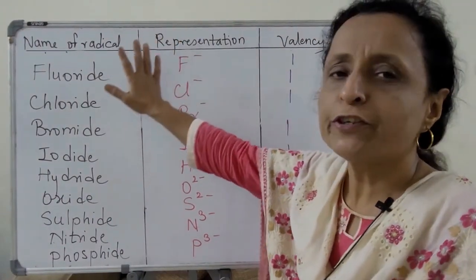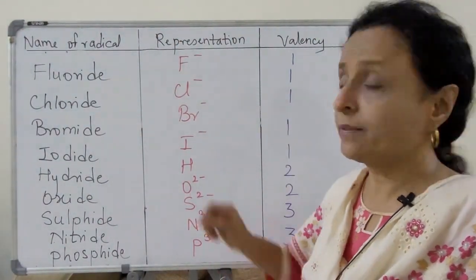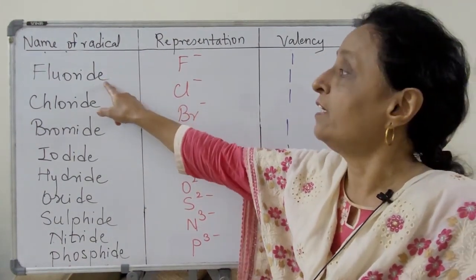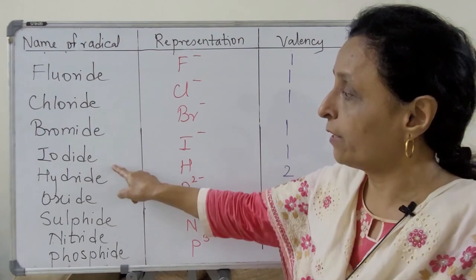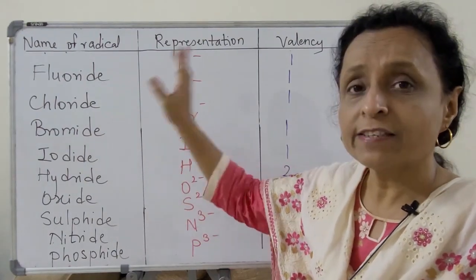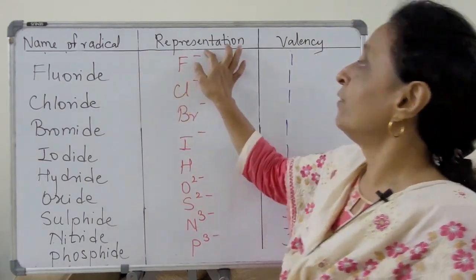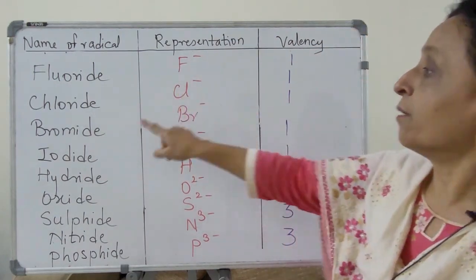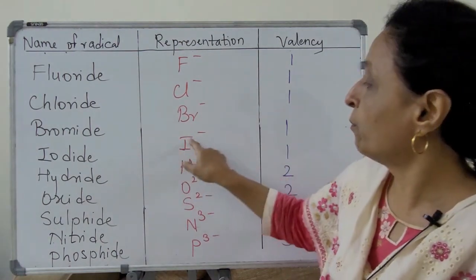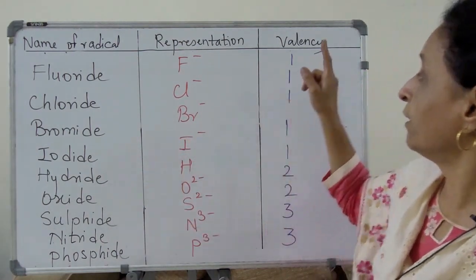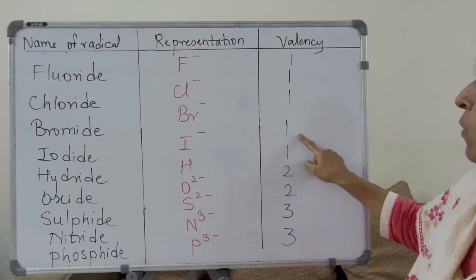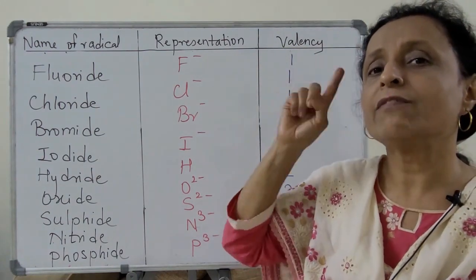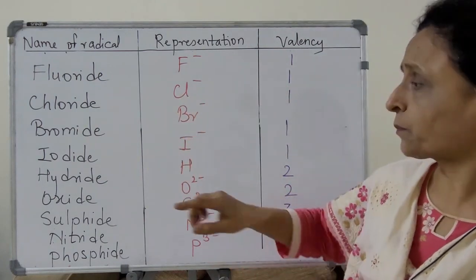Now the representation of some negative radicals. You know that the suffix of the negative radical is ide: fluoride, chloride, bromide, iodide, hydride. Fluoride F negative, 1 negative charge is there. Chloride, 1 negative charge. Bromide, 1 negative charge. Iodide, 1 negative charge. Hydride, 1 negative charge. Valency is 1, 1, 1, 1, 1. So when it has got 1 negative charge, the valency is 1.